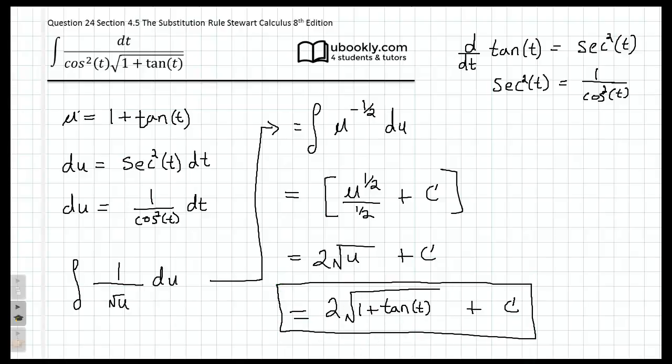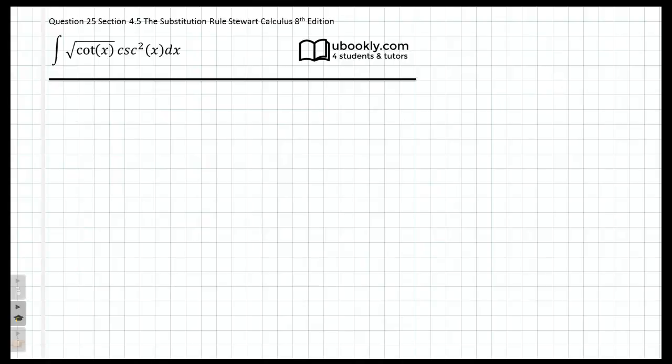Alright, next question. It says take the integral of the square root of cotangent of x all multiplied by cosecant squared of x. For this we have to remember that the derivative d over dx of cotangent of x would be negative cosecant squared of x. So you have to remember this standard derivative.